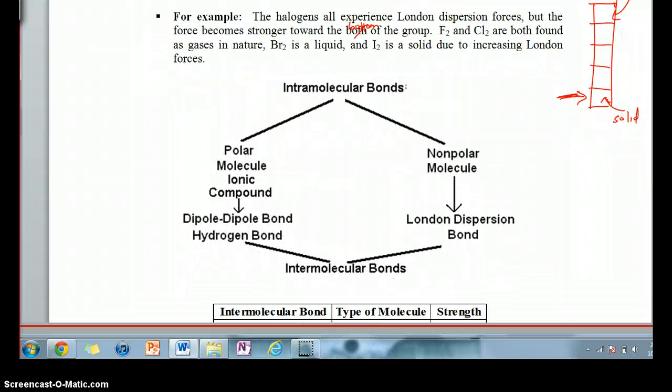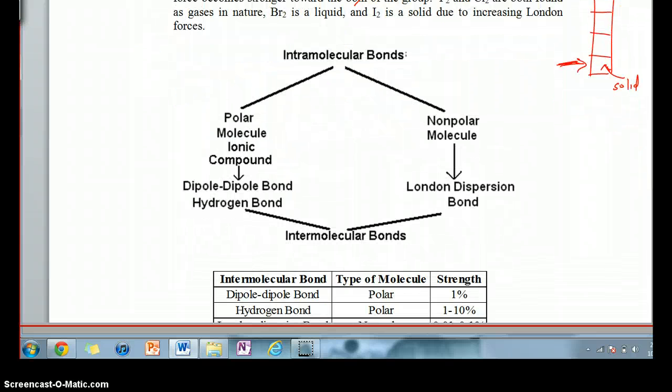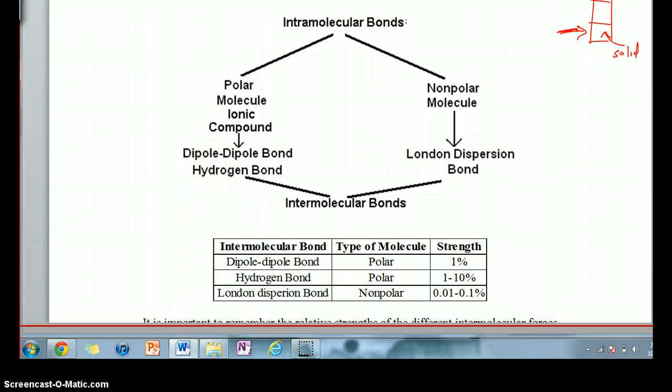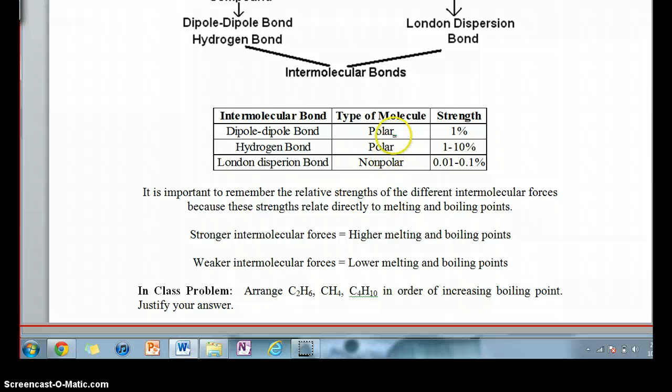and so that actually makes a difference in what phase we find our substance to be in. If we're thinking about our intramolecular bonds and what that means for what type of intermolecular forces we can find, we have intramolecular bonds that can be either polar, ionic, or nonpolar. If our intramolecular bond is nonpolar covalent, then our only option for intermolecular forces is London dispersion forces. If we have a polar covalent or ionic intramolecular force, then our options for intermolecular forces are either dipole-dipole or hydrogen bonds.